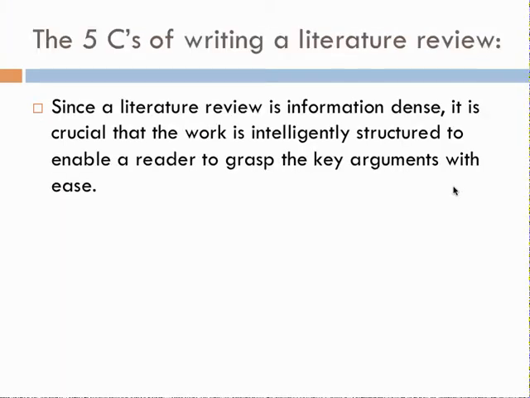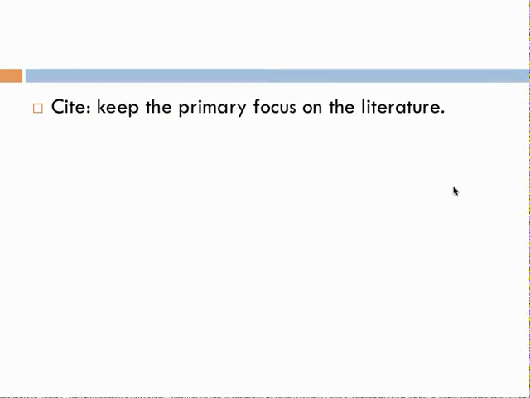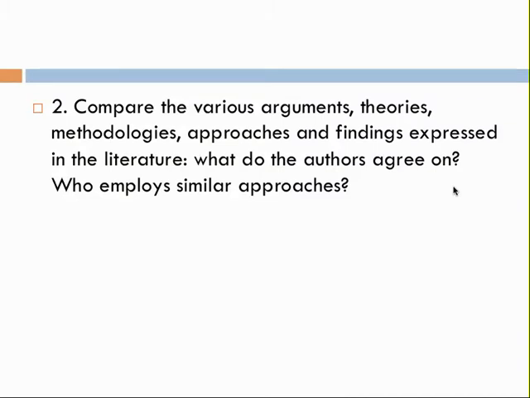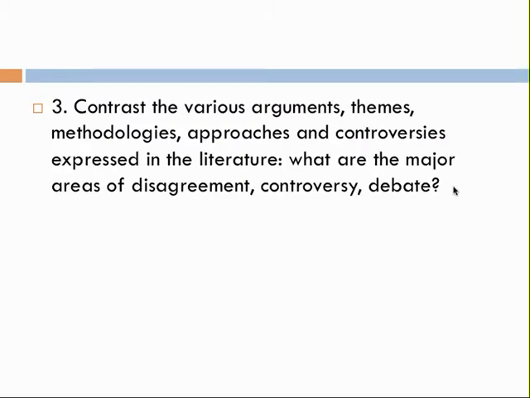There are 5 C's of writing a lit review. And so let's take a look at them. Cite. Make sure that you are citing your sources, and that is a primary focus of this part of a paper. You need to compare. So take these different sources, compare, contrast to each other. Oh, here's the contrast. So compare was that second one. Contrast is this third one.